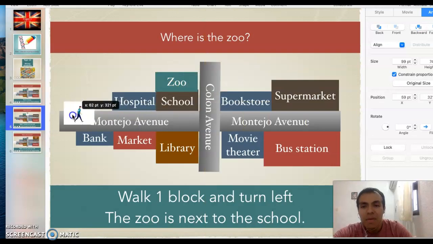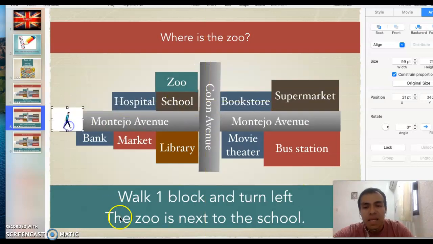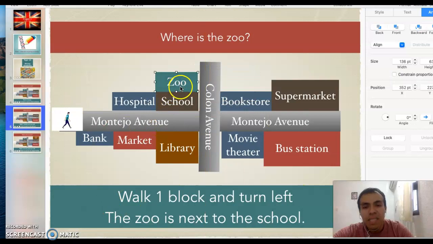Okay, I'm going to repeat. I am here. Where is the zoo? Walk 1 block and turn left. Okay, the zoo is next to the school.